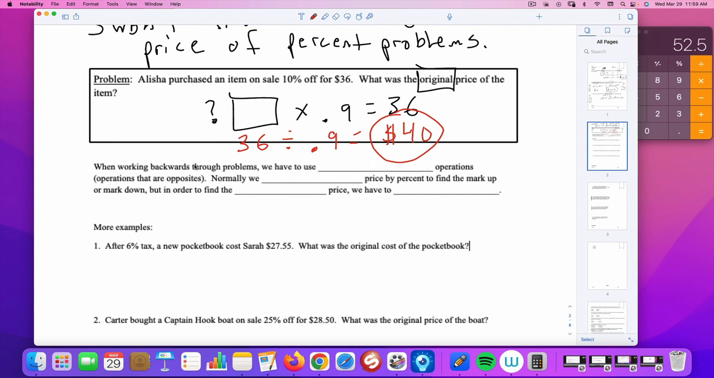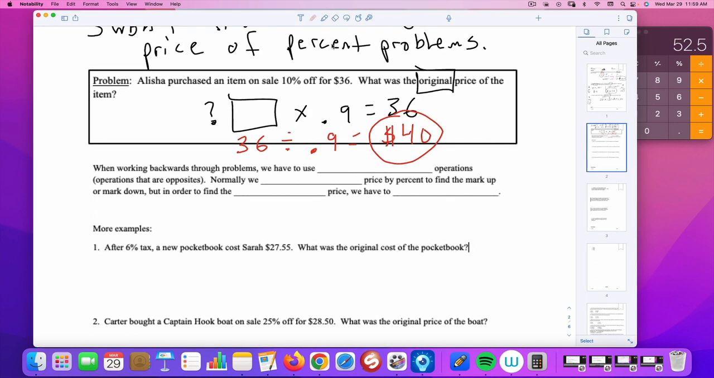Here's what we're doing for today when working backwards through problems. We have to use inverse operations. Inverse means opposites. Normally you're going to multiply the price by the percent to find the markup or markdown, but in order to find the original price, you do the opposite. We have to divide.